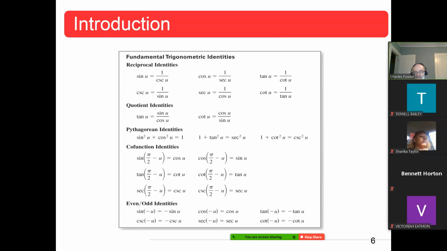Your cofunction identities we talked about before. The sine of the complement of an angle is the same as the cosine of that angle, and vice versa. Tangent, cotangent, secant, and cosecant. And your even and odd identities: sine, cosecant, tangent, and cotangent are all odd functions. Only the cosine and secant are even functions. Okay, so in a nutshell, those are your fundamental trigonometric identities.